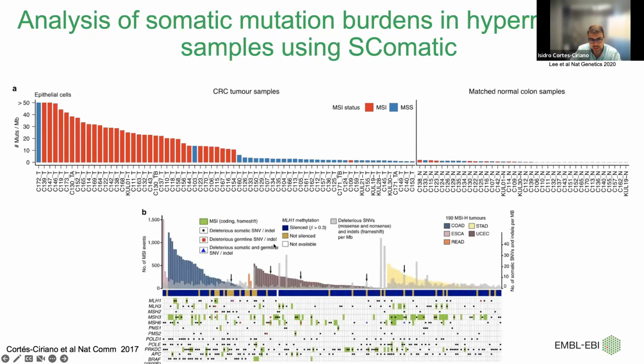And these results are consistent with the rates that we estimated previously in microsatellite unstable MSI samples from TCGA. You can see the rate of somatic point mutations per megabase, which is comparable to what we estimate using the single cell data.